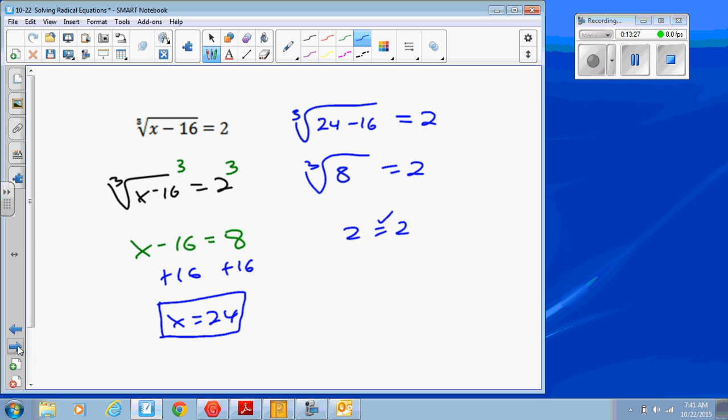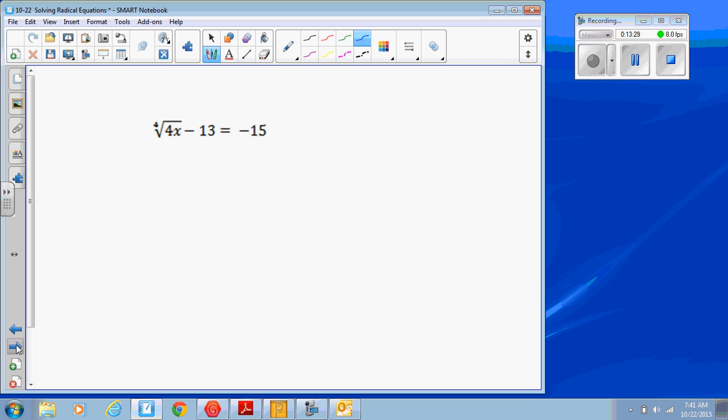All right, I'm going to do a couple more problems here. I'll let you work this one out. Just remember that's the fourth power, so we're going to raise to the, that's a 1/4 power, or the fourth root, so we raise to the fourth power. When you do this work, you'll find that there is no solution to this. Nothing works. We get an answer, but it doesn't work.